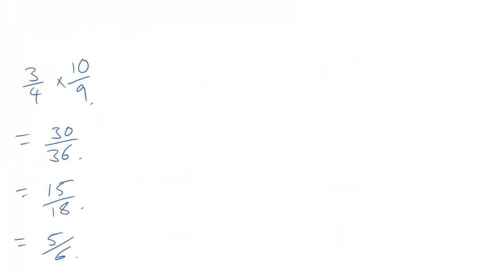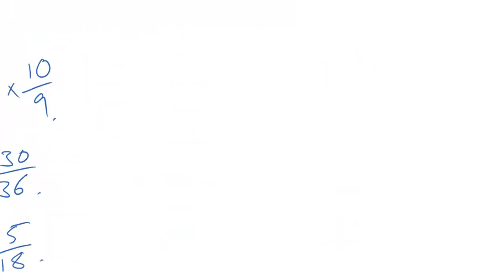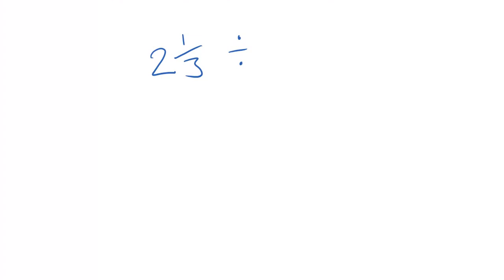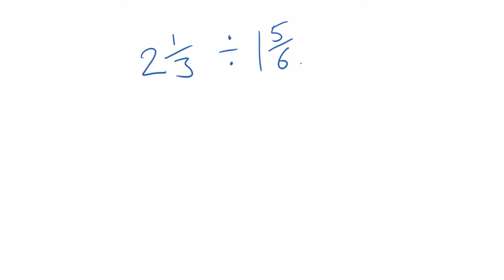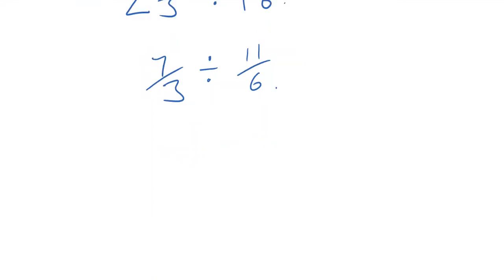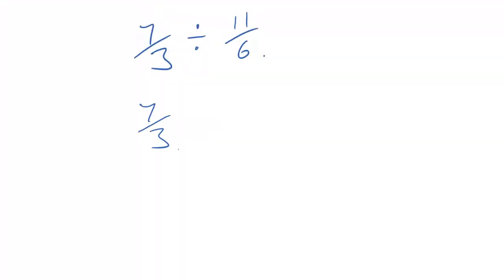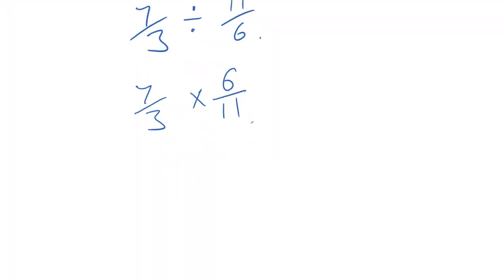Now, just before we finish, let's have a quick look at an example where we've got some mixed numbers. So if I have 2 1/3 divided by 1 5/6, we can first of all do this by writing them both as top-heavy fractions. So 2 1/3 is written as 7/3. And this is being divided by, well, 1 5/6 can be best written as 11/6. Now, same technique. We're going to rewrite this as 7/3 multiplied by 6/11, flipping over that second number.